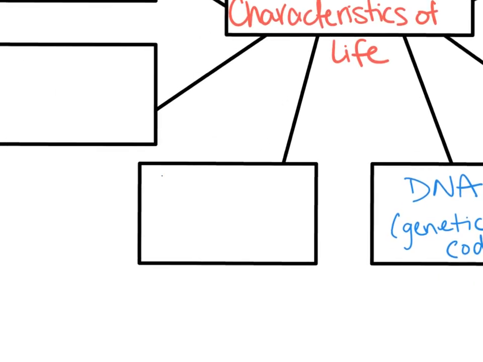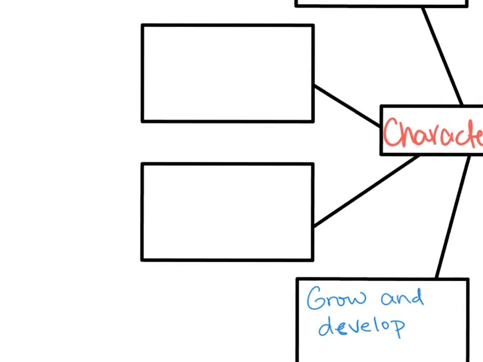Living things also grow. So you are not the same size now that you were when you were born, but you're also not just like a big giant baby. So not only did you grow, but you also developed, right? So living things are going to grow and develop. Let's try and spell things properly. Grow and develop.